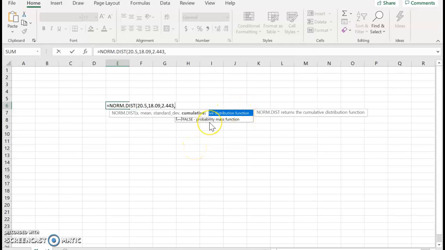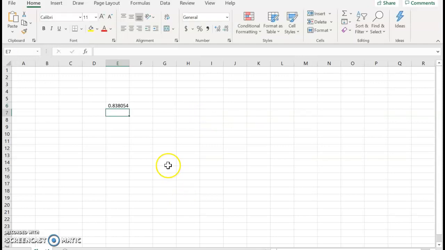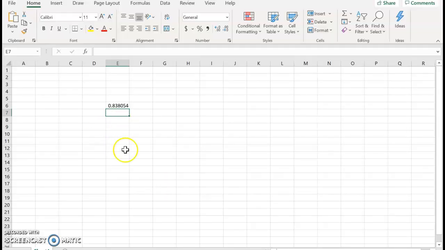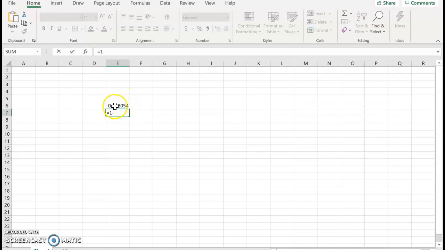So click on, you can probably just double click there. Now, this is the probability under the curve. So to find the area of this side, you have to say 1 minus this area. So don't try to round yet. Do equals 1 minus and select this cell. And here is our answer.